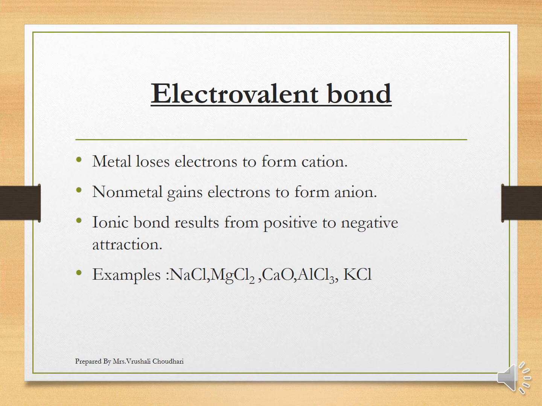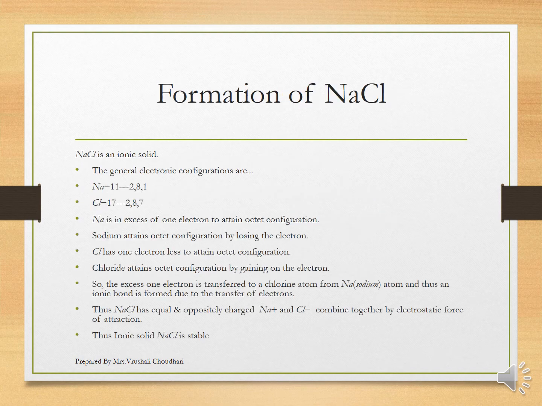As there are positive and negative charges, cation and anion attract each other by the electrostatic force of attraction and form a molecule or compound. Examples of electrovalent compounds are sodium chloride NaCl, MgCl2, calcium oxide, AlCl3, KCl. These are solid compounds obtained by the transfer of electrons between metals and non-metals.